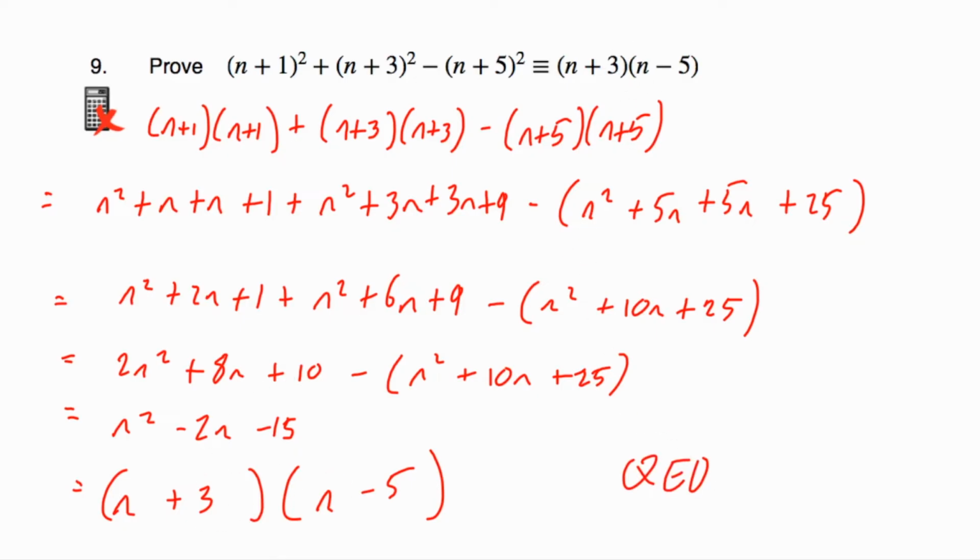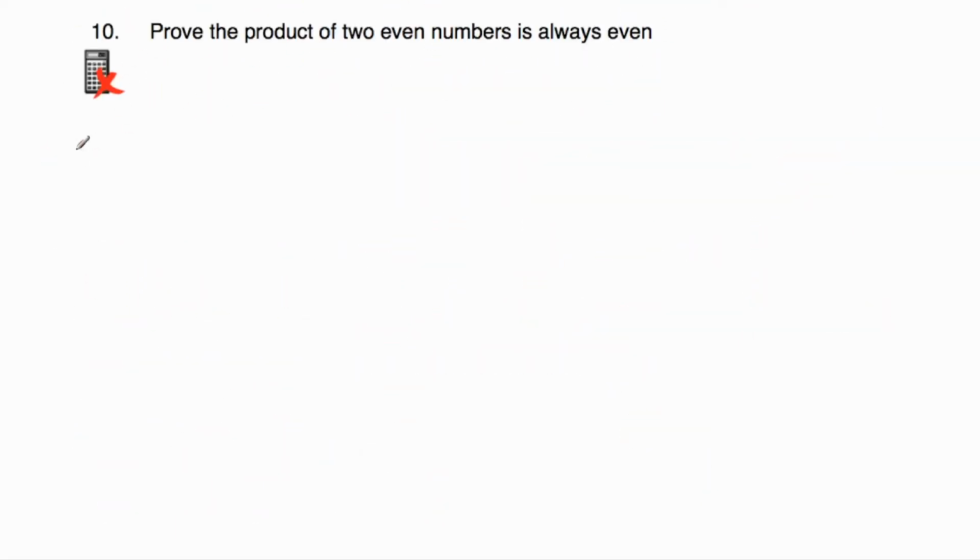Okay, let's have a look at our next question, question number 10. Question number 10 says, prove the product of two even numbers is always even. So in this question, we've been asked to show that the product, which is what we get when we multiply, of two even numbers is always even.